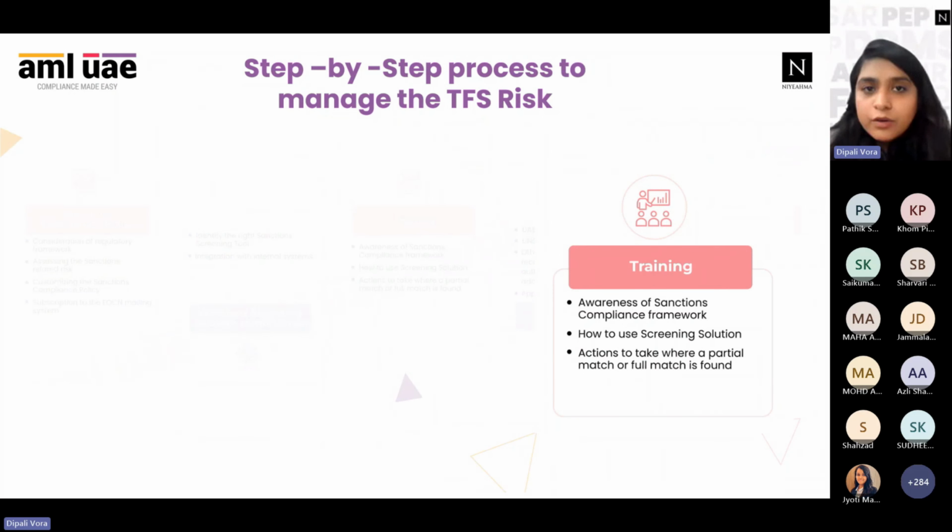Once you start using a software, or even if you're doing it manually, we must know the implications and the steps we need to take when we find a match. A match could be for sanctions, for adverse media, or for a PEP, that is a politically exposed person. So what action is to be taken? That training is also required for the person who is handling the software or the entire customer onboarding process.